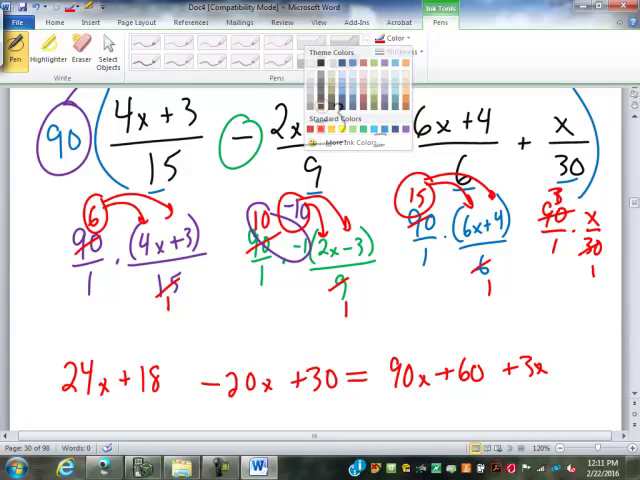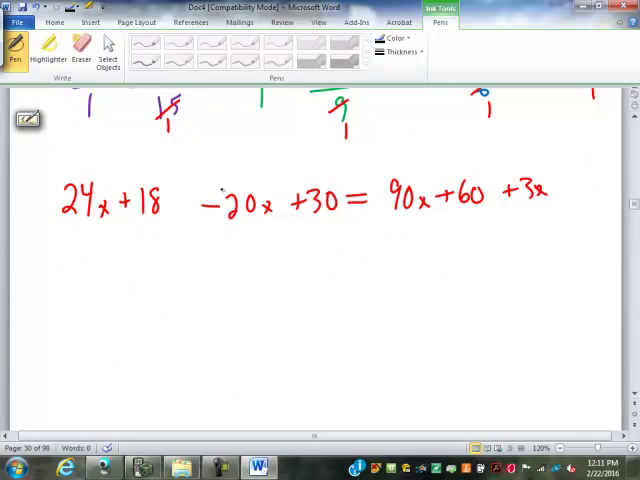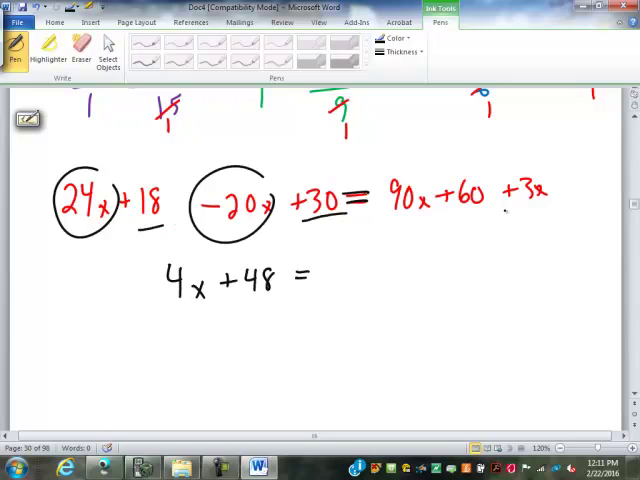So, that was a mouthful in itself. Let's go ahead and combine like terms and solve. We'll work strictly on the left side first. So 24 and negative 20 are 4x. 18 and 30 is 48. Over here, 90 and 3 is 93x plus 60.